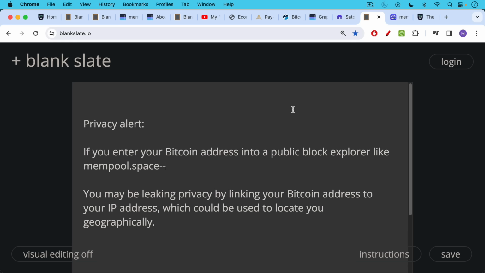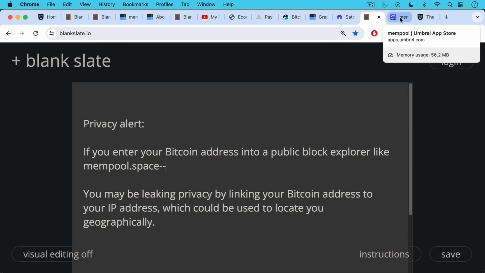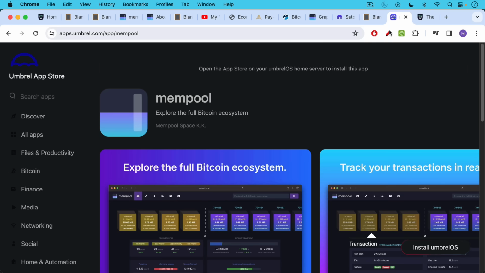And if you use another block explorer, they may be less benevolent about this, and you may be linking your Bitcoin address because no one's going to look up a Bitcoin address, or at least the probability is that you own it if you're going to all the trouble to look it up on a block explorer. And it could be linked in this way through your browser to your IP address, which could be used to locate you geographically. And if someone's intercepting the traffic going to a website, that could be another way that this data gets leaked. So one solution to that is to run your own version of Mempool.space.